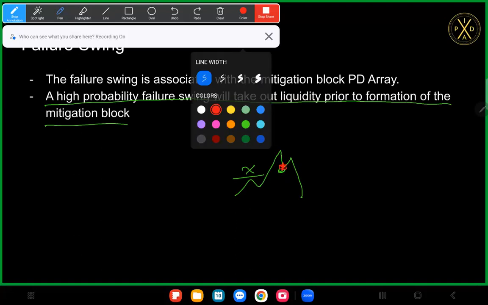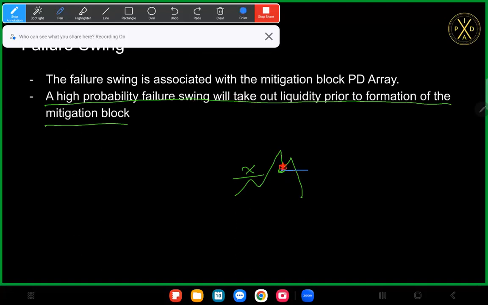And then once we trade through this candle's low, that is when that mitigation block is really cemented in price, right? And then price comes lower through that area, and that's when this failure swing is cemented, right? So if we have just a scenario like this, that's not necessarily a high probability failure swing. But when we have something like this, where we take out liquidity and then create that mitigation block, that's when this would be a higher probability failure swing.